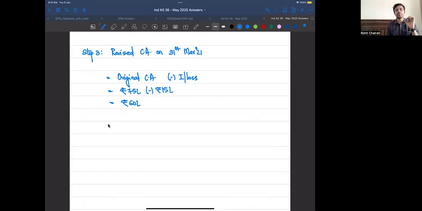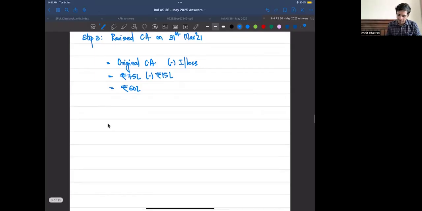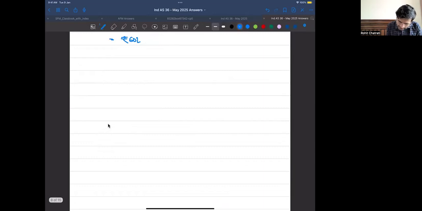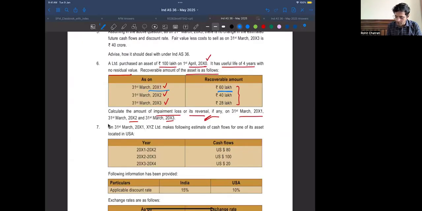So when I prepare the balance sheet finally on 31st of March 21, the asset is going to appear at 60 lakh rupees. Now let's calculate in step number 4. Let's now move by 1 year. All right, we're done with the calculation of impairment loss on this date. Now let's move on to the second date, which is 31st of March 2022.